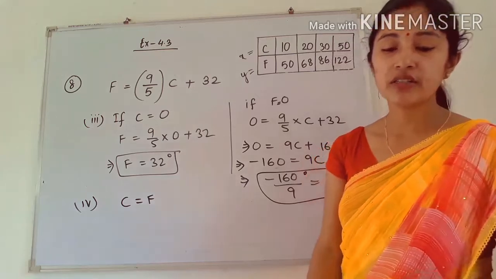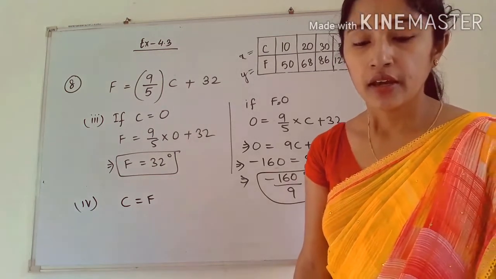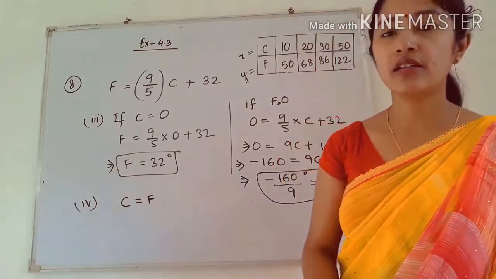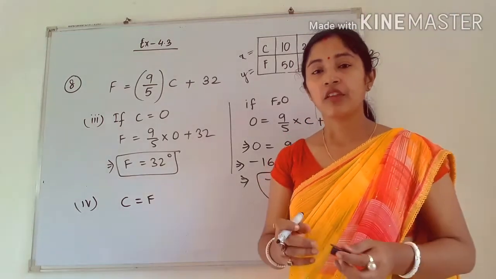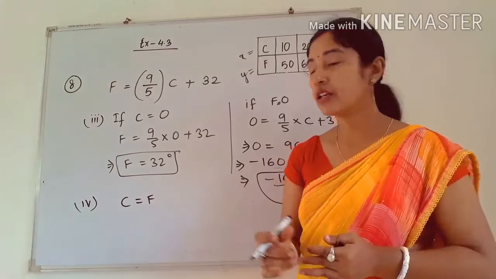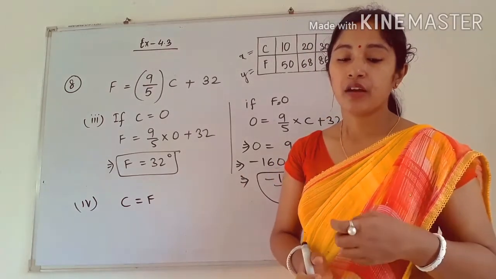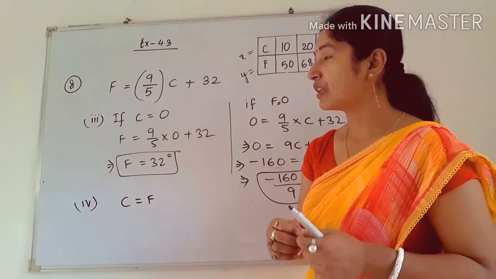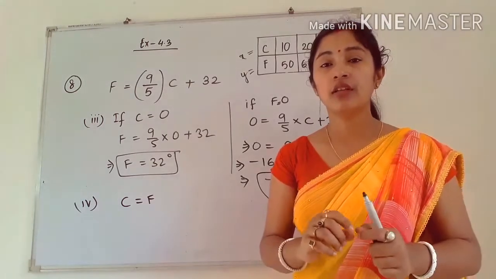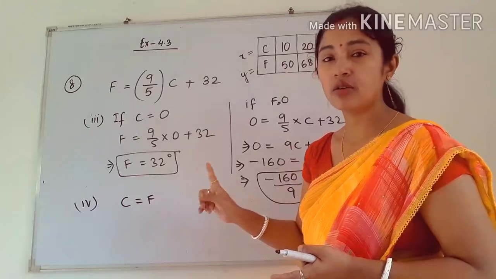In number 4 it is given: is there any temperature which is numerically the same in both Fahrenheit and Celsius? That means we have to take Fahrenheit is equal to Celsius. Is there any temperature that will be the same in both the scales? We have to find. Already it is given, we have to take C is equal to F.